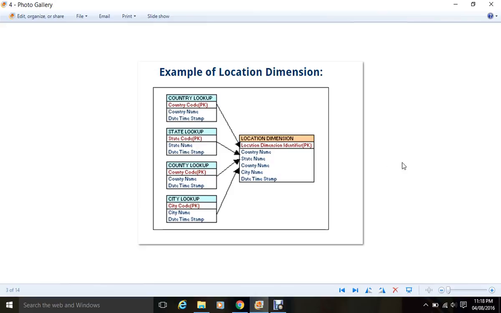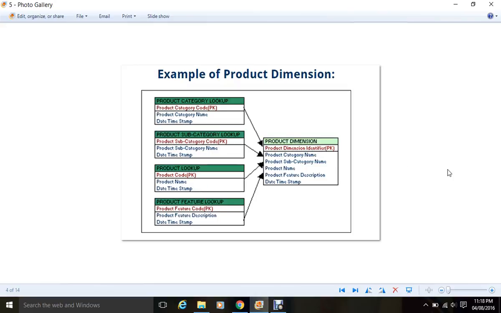Next is product dimension. As the name suggests, the product dimension gives details about the product. The product category lookup, subcategory lookup, and product feature lookup would all lie in different tables in the relational data model for normalization. But in dimensional modeling, all these tables would be merged into one table called product dimension.